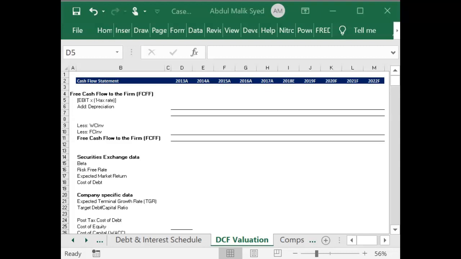Hello and welcome to part 3 of the case study for the corporate valuation model. We want to do the DCF valuation for the 3-statement model.